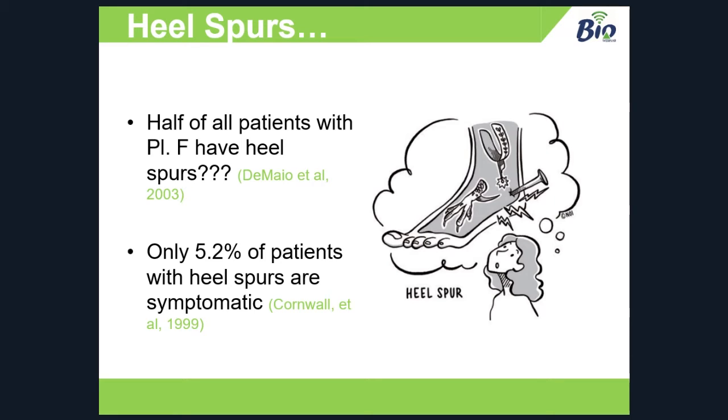So heel spurs have commonly been implicated as a risk factor with plantar fasciitis. But according to one paper, half of patients diagnosed with plantar fasciitis actually have heel spurs. But it's not clear how much influence heel spurs actually have on the condition. Another study there shows that only 5.2% of patients with heel spurs are actually symptomatic, which probably means a lot of us are walking around with heel spurs in the general population, and it's just an anatomical variance, and we're not actually getting any problems from it.